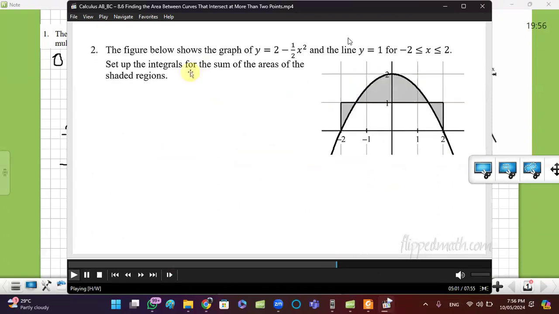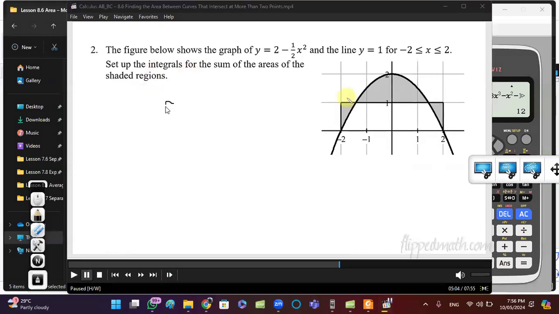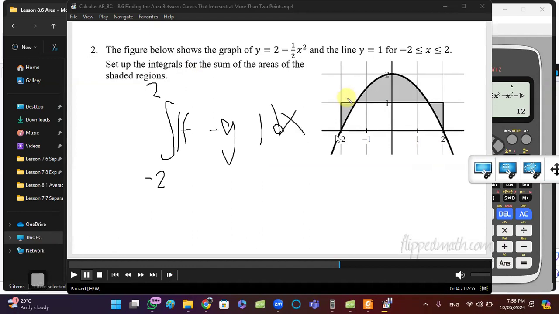Okay, last one. So now we have the region between negative 2 and 2, bounded by y equals 2 minus half x^2 and the line y equals 1. So it will be like this. I need to find the total area of the region. How do I do this? Who can tell me? I can set one integral from negative 2 to 2, and put absolute value of f minus g, dx. Is that clear?